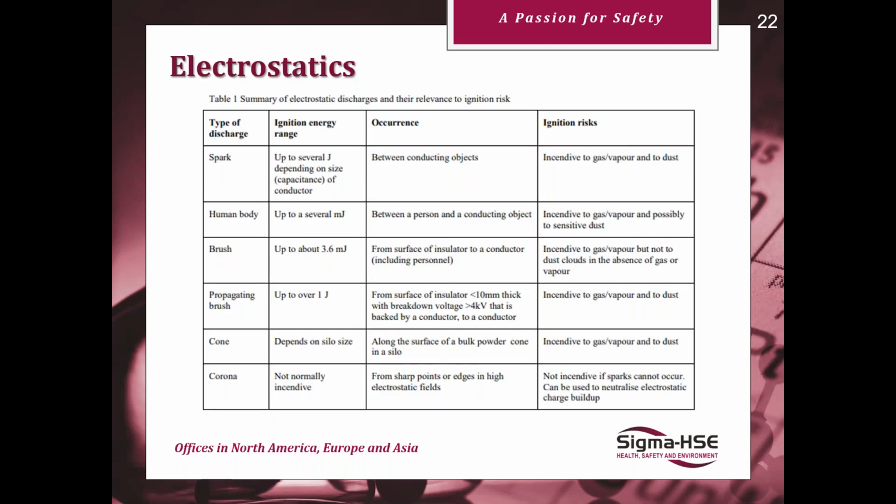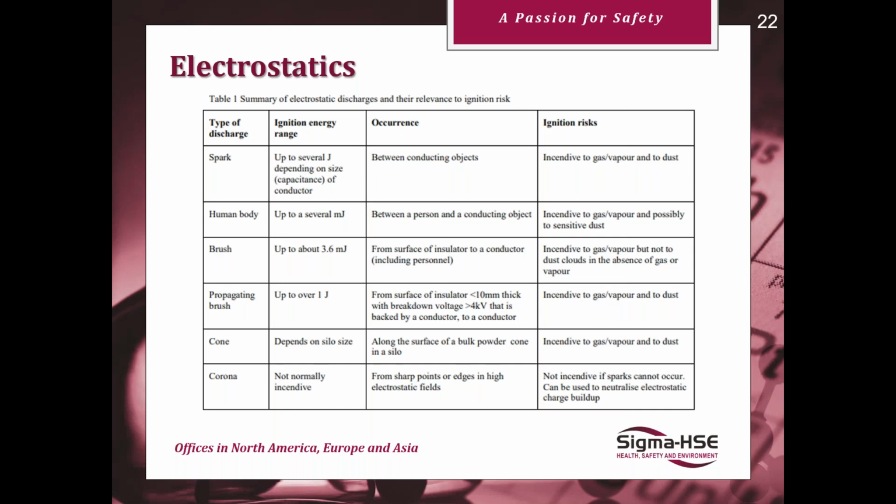So we move through now to electrostatics, and we have a good summary table up on the screen now for the various kinds of electrostatic discharges that may occur in industrial settings, and their typical ignition energy range. So we can relate that back to the minimum ignition energy testing to see whether or not it's likely to ignite our material. And we have ignition risks on the right-hand side.